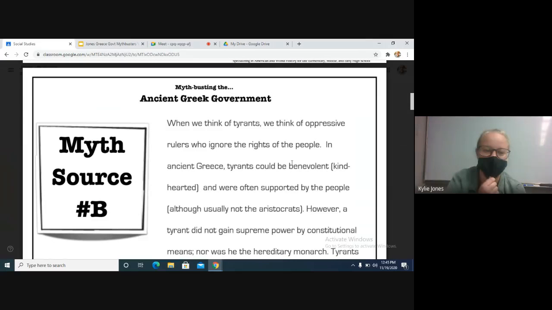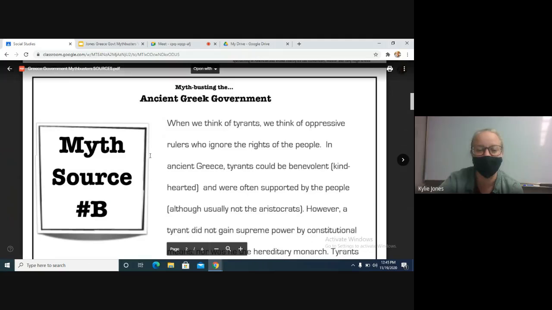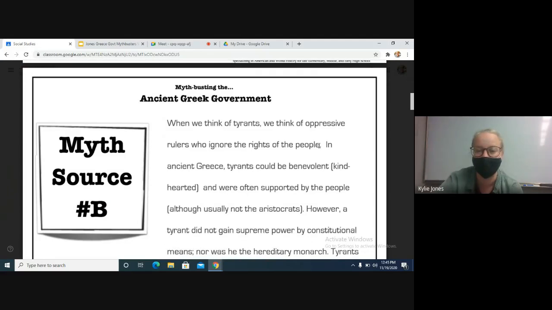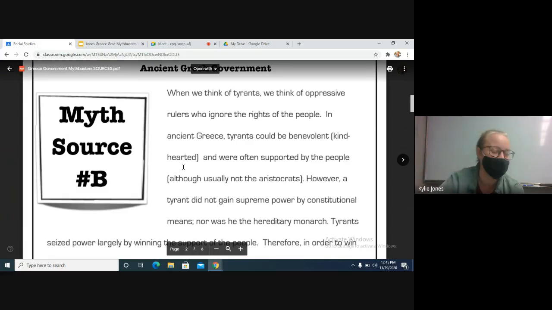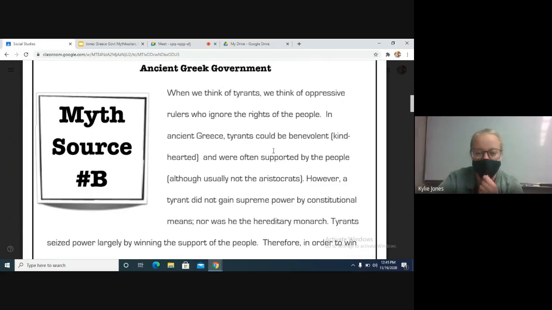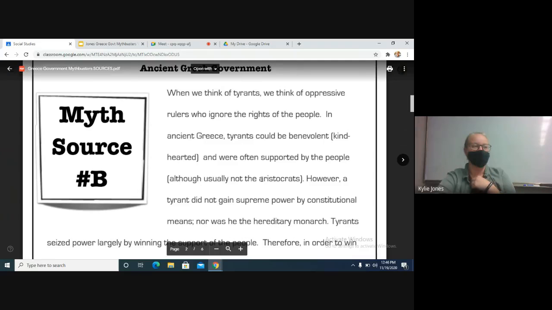source B says, when we think of tyrants, we often think of oppressive rulers who ignore the rights of the people. In ancient Greece, tyrants could be benevolent or kind-hearted, and were often supported by the people, although usually not the aristocrats. So a tyrant is someone like a dictator. They are in charge. They ignore what everybody in the world needs, and it's all about them. Sometimes they can be good, this kind-hearted part, but they're not often supported.